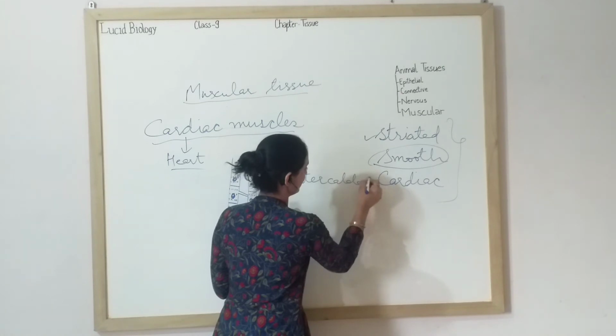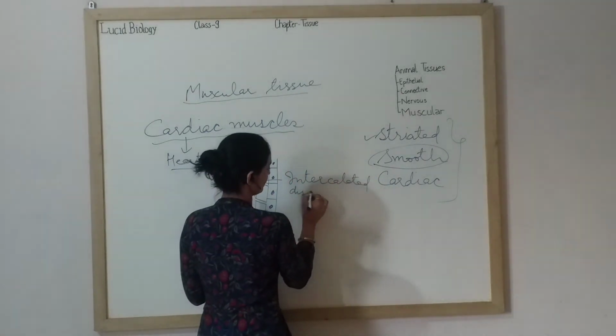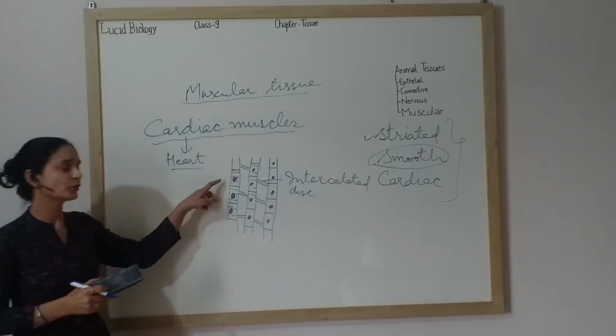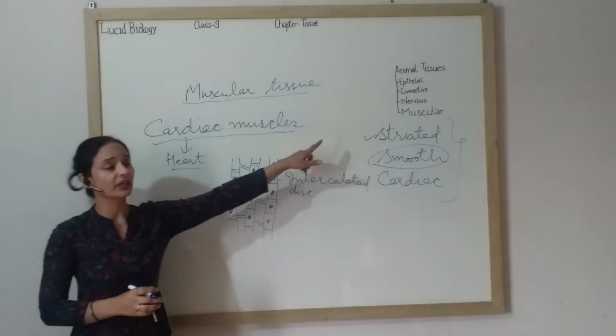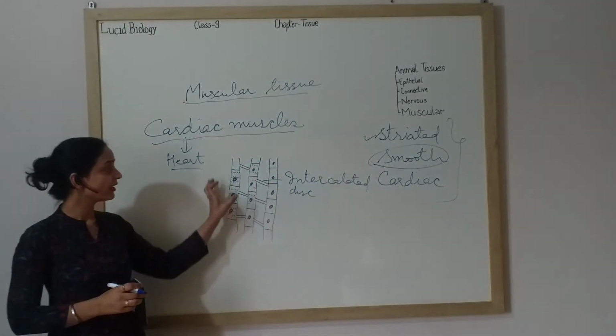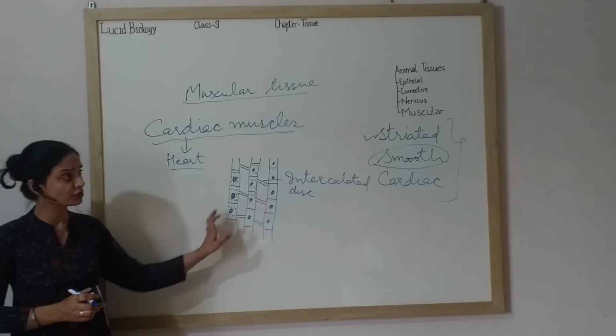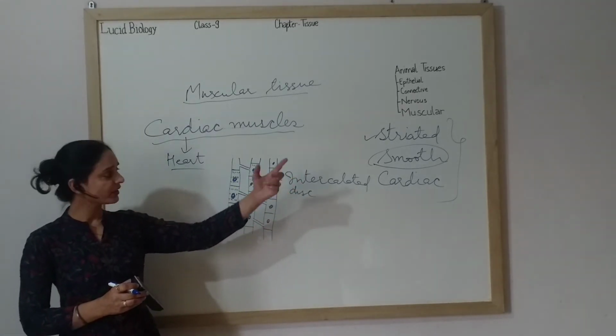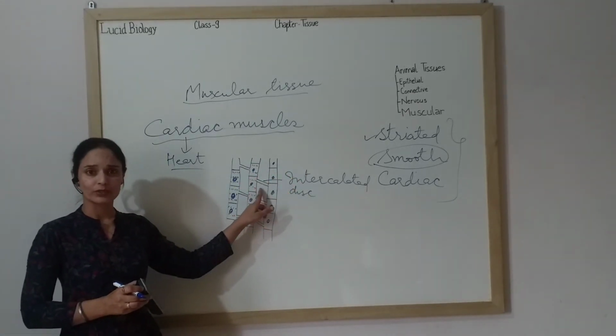Intercalated disc. Each cell is uninucleated. They show striation like striated muscles. They are cylindrical. They are not spindle shaped like smooth muscle, but they are uninucleated like smooth muscles.